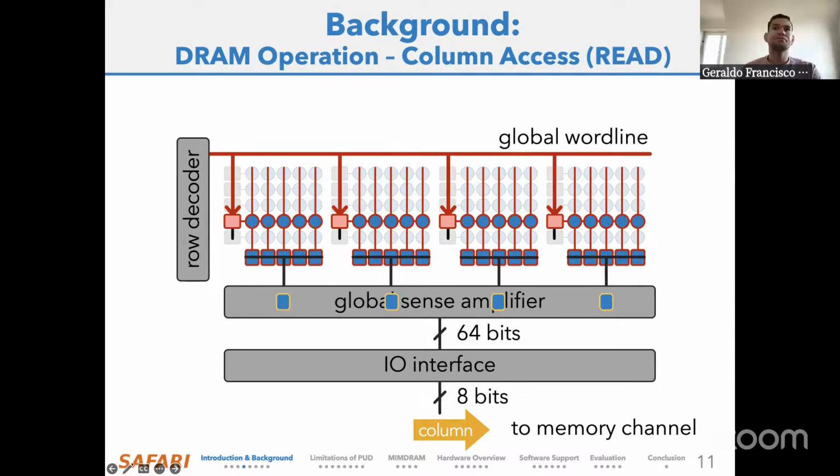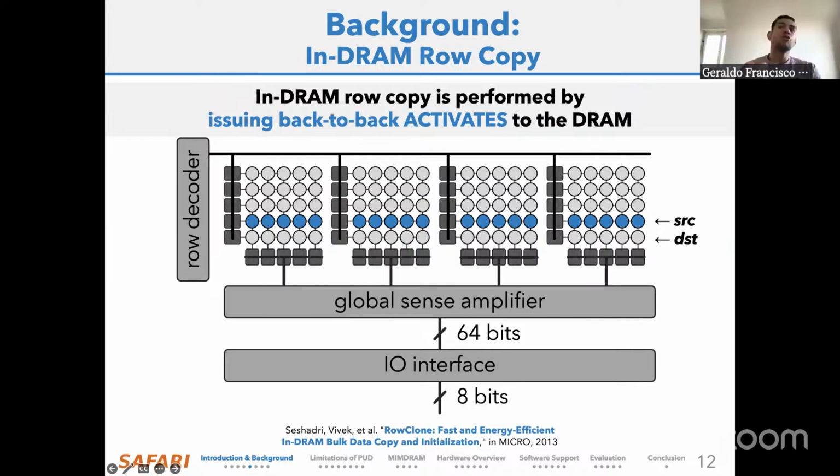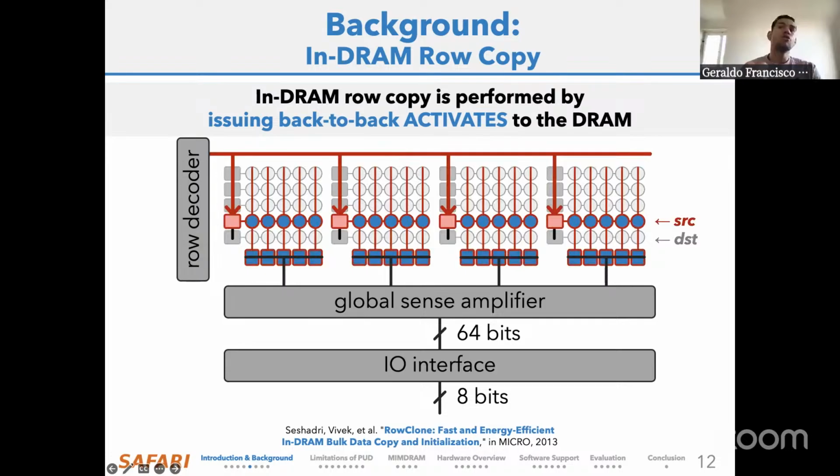So the operating principles of the DRAM cells can be used, as we saw in previous weeks, to implement bitwise operations inside the DRAM chip. For example, RowClone implements in-DRAM row copy operations by issuing back-to-back activations to the DRAM chip. The first activate copies the source row into the local sense amplifier, exactly as I mentioned before. And the second activate connects the destination row, which allows the previously latched source row to be written back to the destination row.